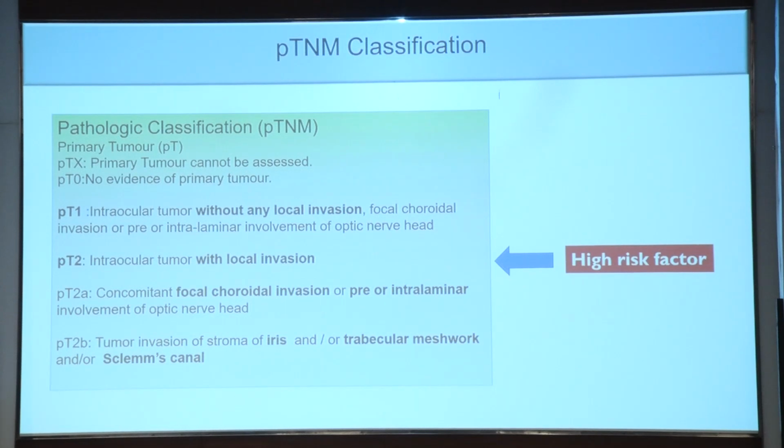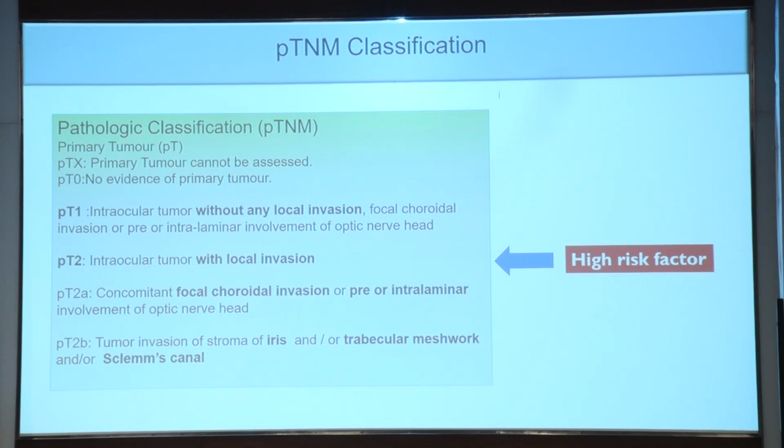When you take out an eyeball, enucleation is not the end of retinoblastoma treatment. It goes to the pathologist, all the high-risk features are looked into, and they have a TNM classification, that is pathological TNM classification. As a treating specialist, what I need to know is whether there is a high-risk feature or not. All right. So in pT1, it's without any local invasion. In fact, there is no local invasion, so the possibility of high-risk features is very, very less in pT1, whereas in pT2, there is focal choroidal invasion and prelaminar or intralaminar involvement.